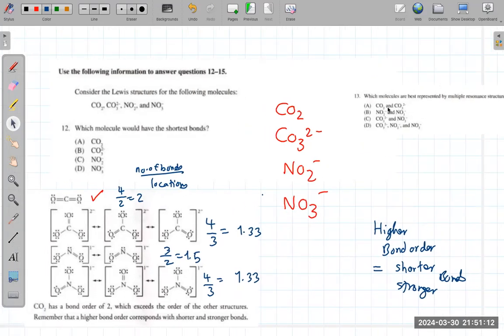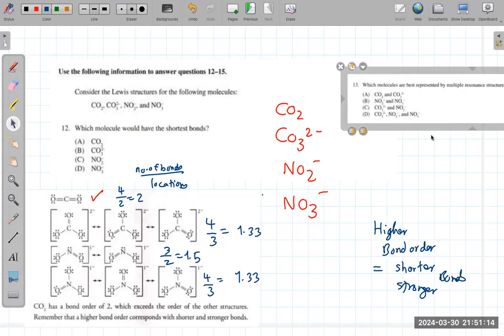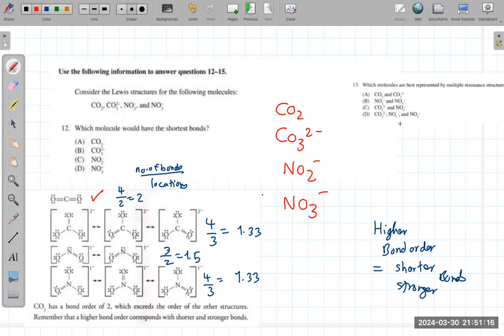Can you see the question or is it very tiny? No, it's fine. I can see it. Okay, so the only one here is the carbonate not showing. So he has picked this one. Yeah, all 3 of them have resonance, except the one that has no resonance.